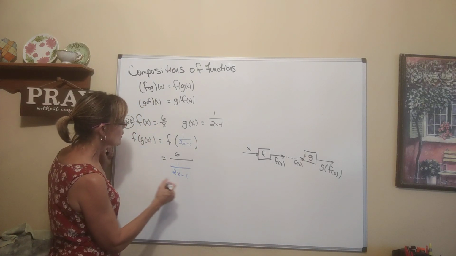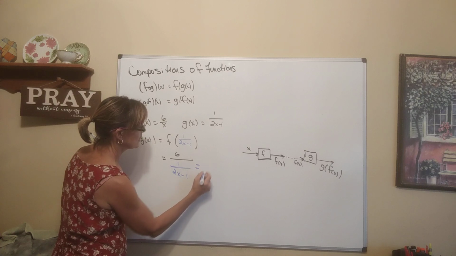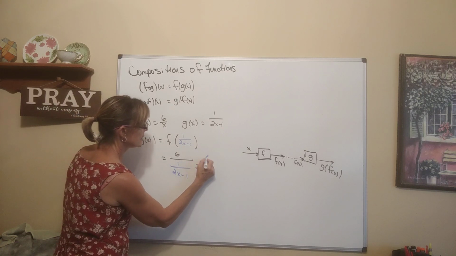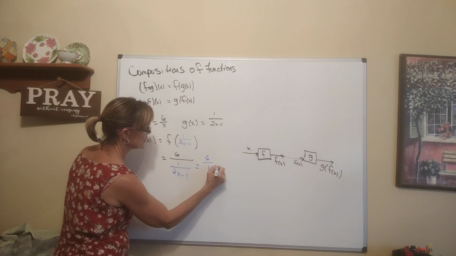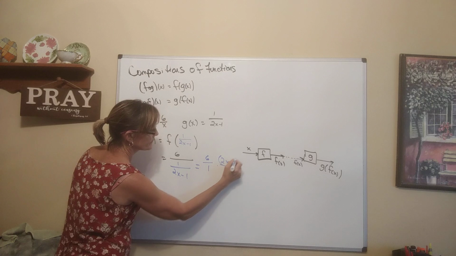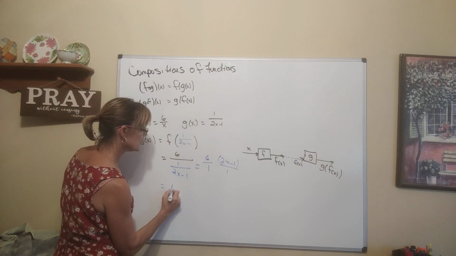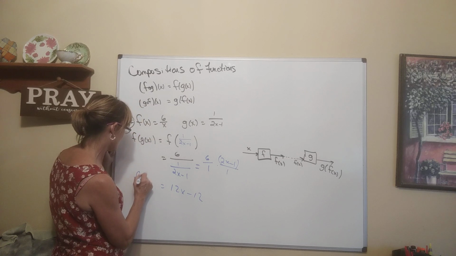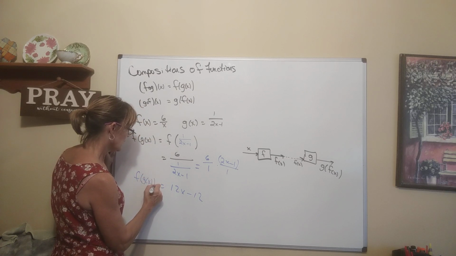Okay? And so this is equal to, I can simplify this. I can flip it. Okay? 6 over 1 times 2x minus 1 over 1. And so together this is going to be 12x minus 12. That is what f of g of x is equal to.